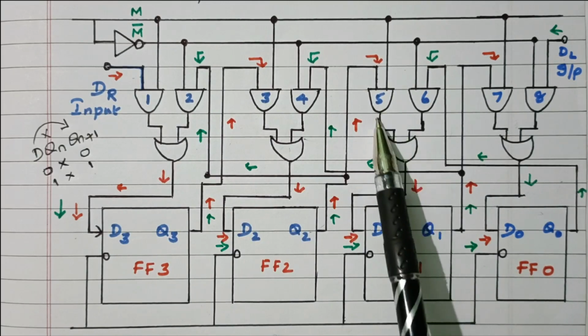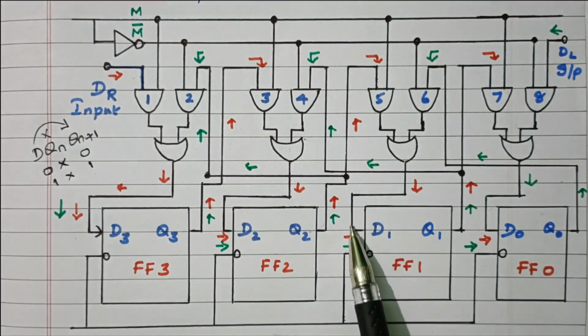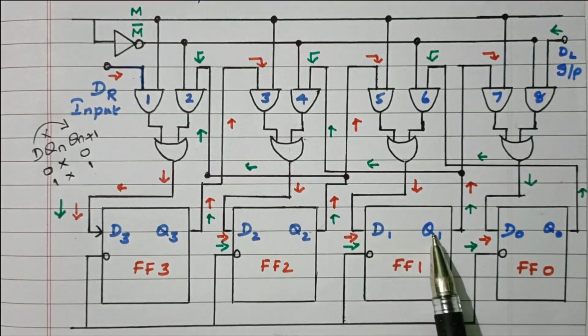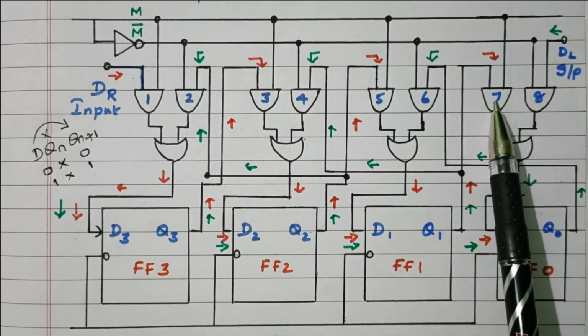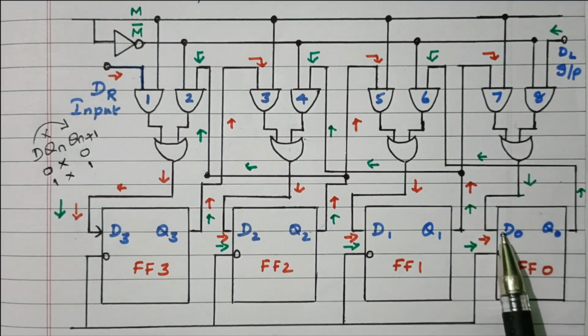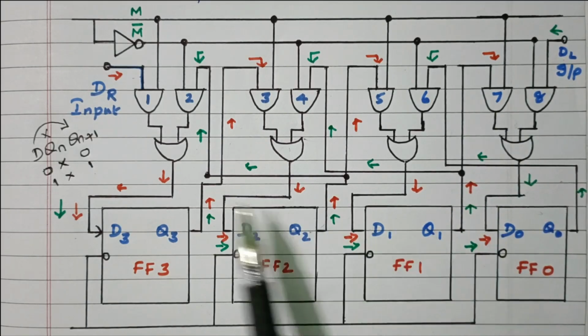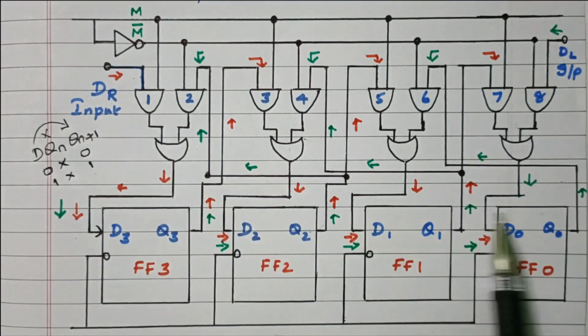From 5 it is given to the third flip flop, input of the third flip flop. Output of the third flip flop is given to the AND gate 7. From that it is given to the fourth flip flop, right? So now the data is shifted right side.